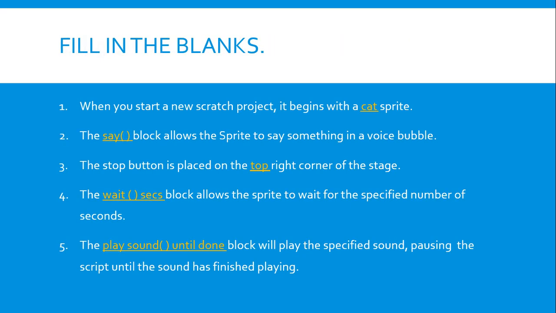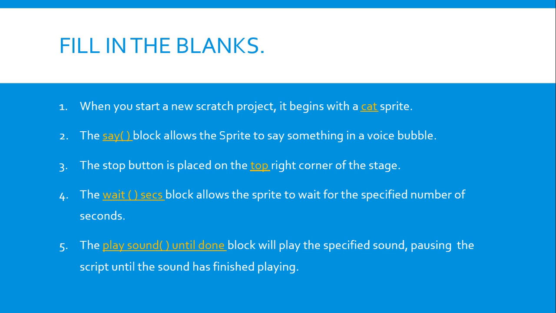Fill in the blanks. When we start a new Scratch project, it begins with the dash sprite, that is the cat sprite. The dash block allows the sprite to say something in a voice bubble, that is the say block. The stop button is used. The stop button is placed on the dash right corner of the stage, that is the top right corner.